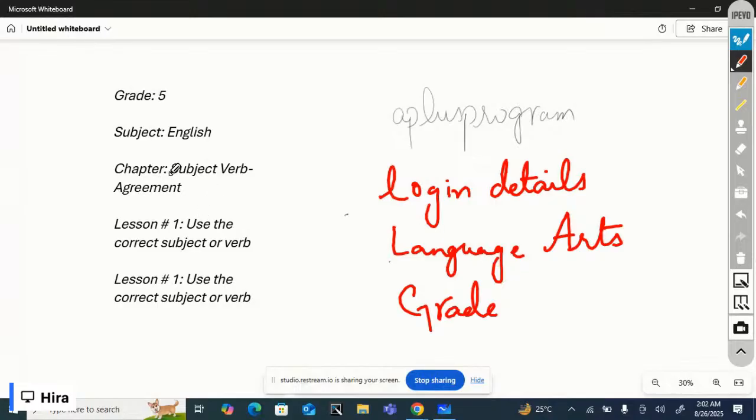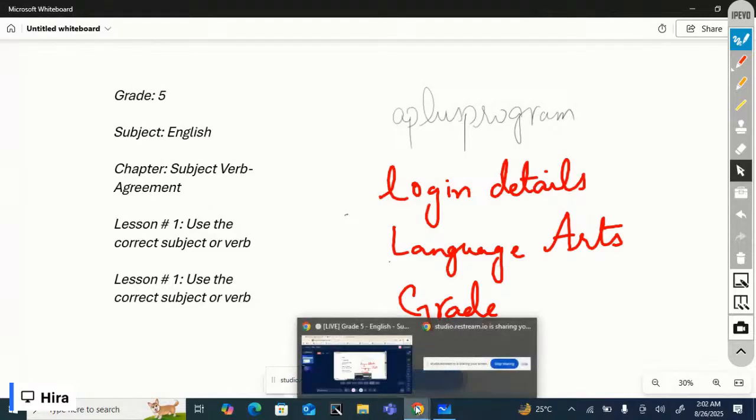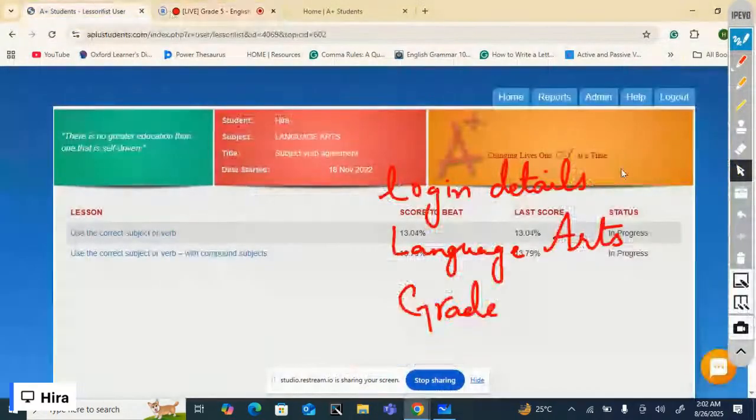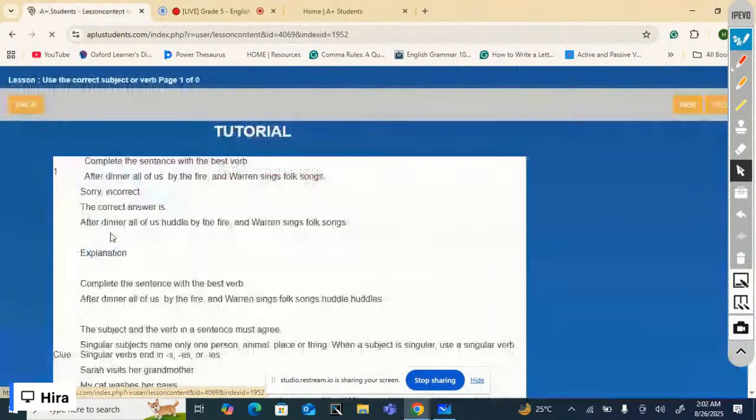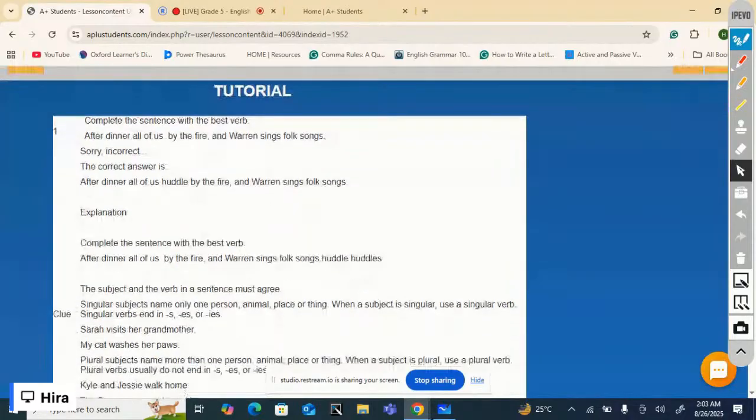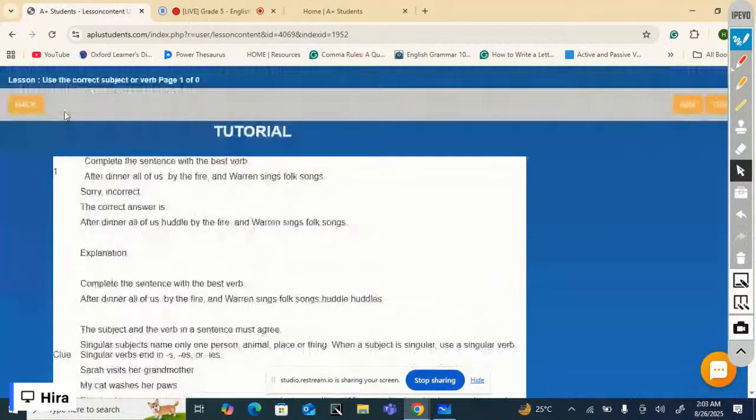Today I'm going to teach you the chapter named Subject Verb Agreement. Starting with the first lesson, use of correct subject or verb. So let's begin. This is the first lesson. The chapter name is Subject Verb Agreement, and I'm teaching this topic to grade 5.